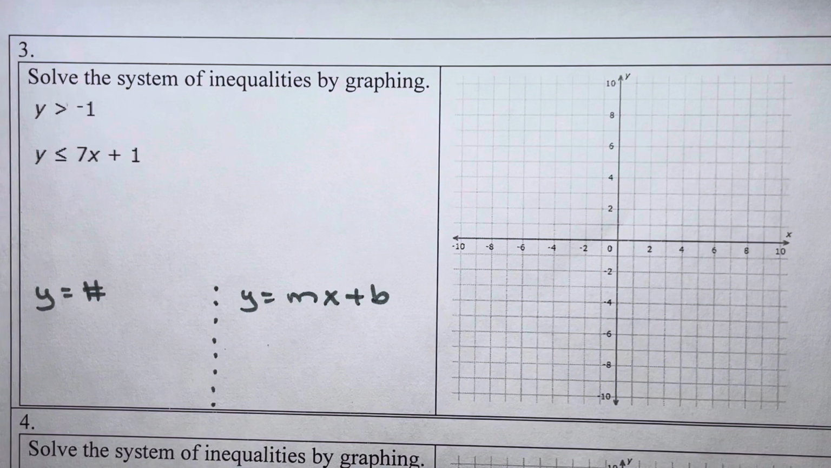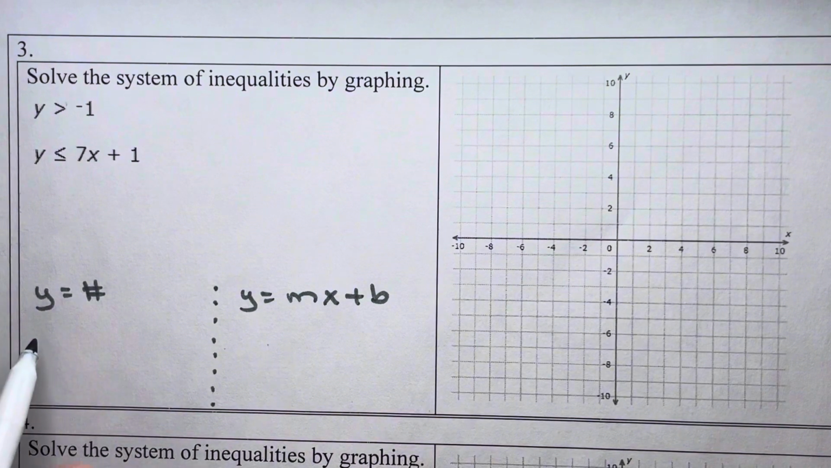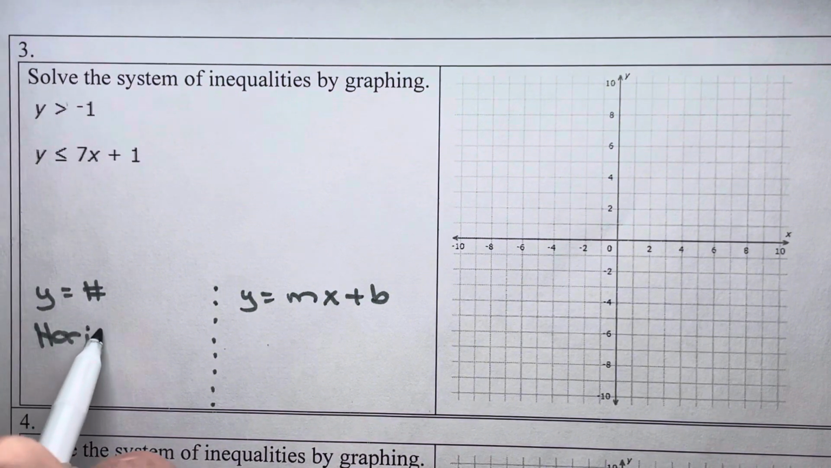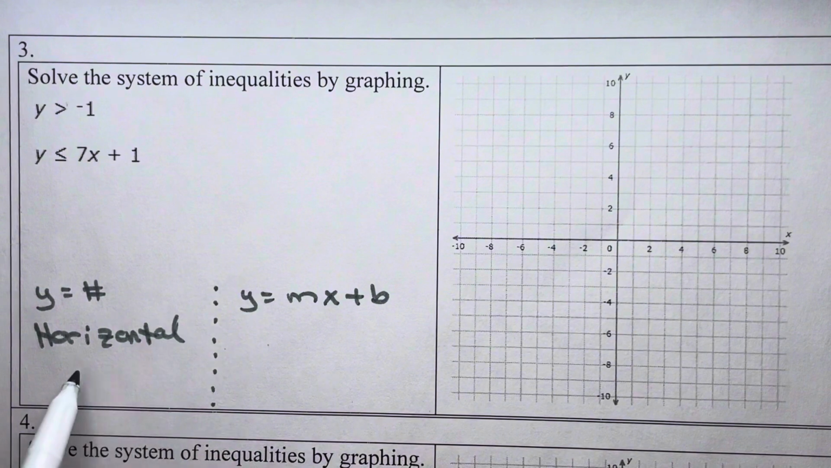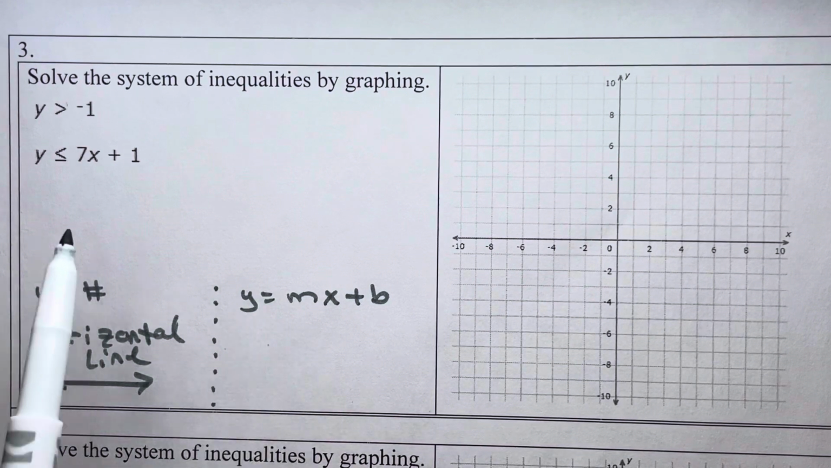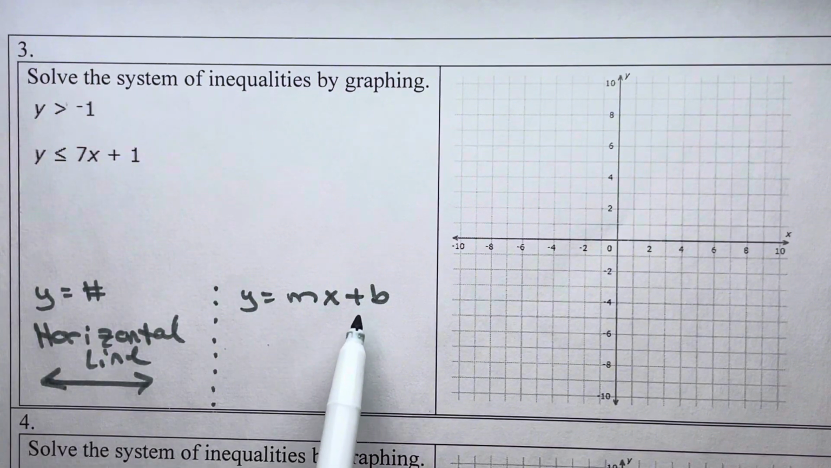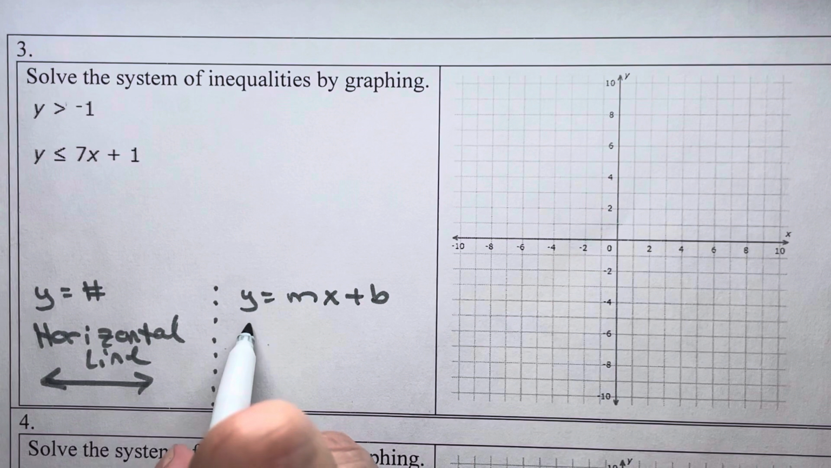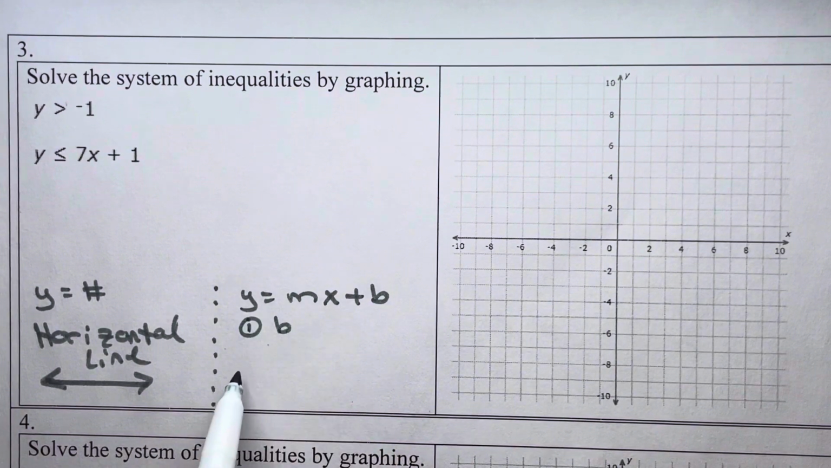Our first inequality is y equals a number. And we remember from previous lessons that this is going to be a horizontal line, nice and flat through the y-axis. Our second inequality is a slope-intercept form of the inequality where you have to find your y-intercept and then you have to use your slope to move from there. Okay, let's begin this process together.